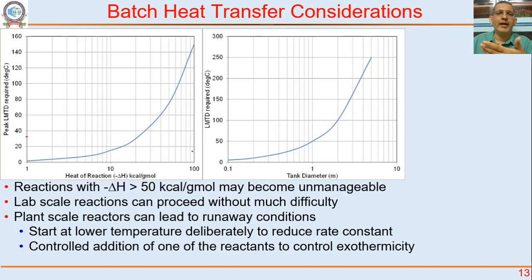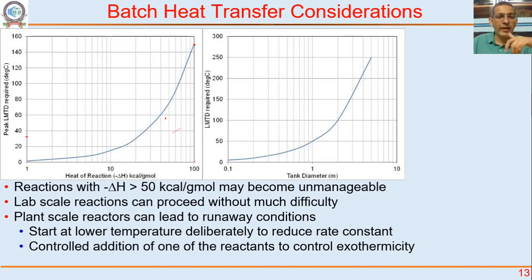Whereas if I have a higher and higher heat generation rate, I require more and more delta T. So if I have a heat of reaction of 100 kilocalories per gram mole and I want to operate the reactor at, let's say, 120 degrees centigrade, I need a 140 or 150 degree delta T, which means my cooling temperature has to be minus 30, not cooling water, not plus 30. So this tells us what is a feasible window of operating exothermic reactions in a batch process.